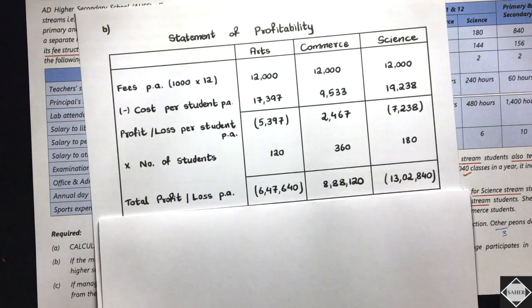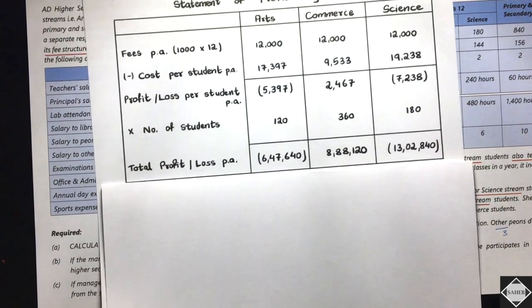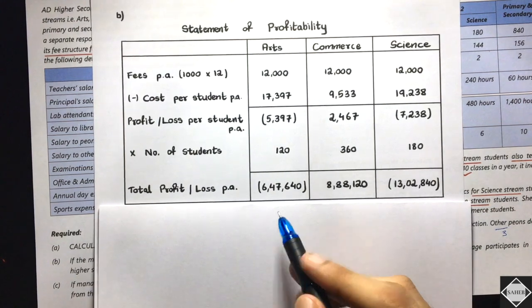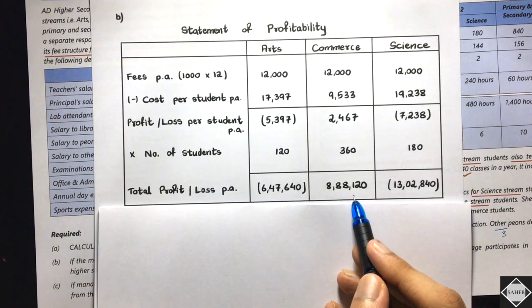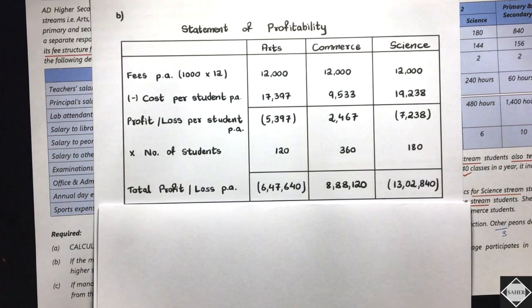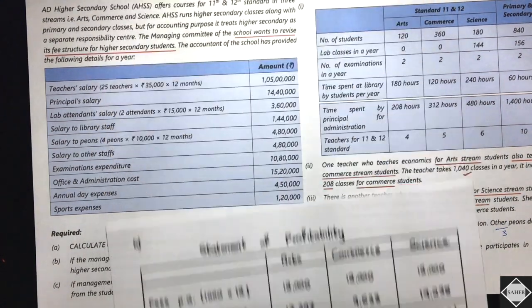So then we are getting what? Total profit or loss per annum. Really simple and straightforward. Okay, easy. 6,47,640 loss, 8,88,120 profit, 13,02,840 loss. Right. Then what's the next requirement?